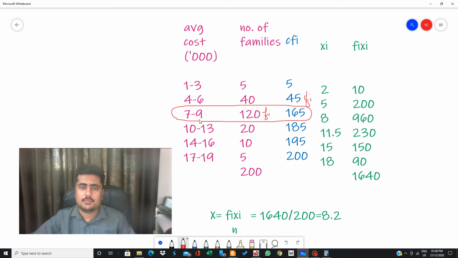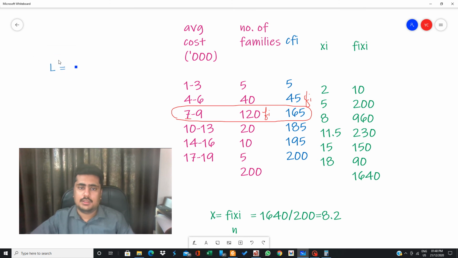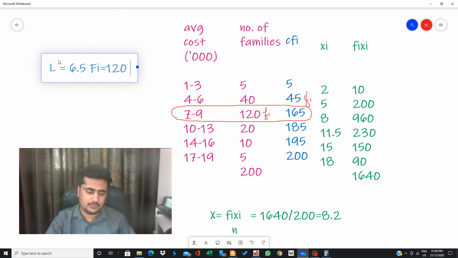My lower boundary will be... okay, let us decide the lower boundary here. Will it be 7? Yes or no? No. As these are inclusive classes, you can see it should be 6.5. What is my frequency? It's obviously 120. What's my CF? It's 45. You can see.